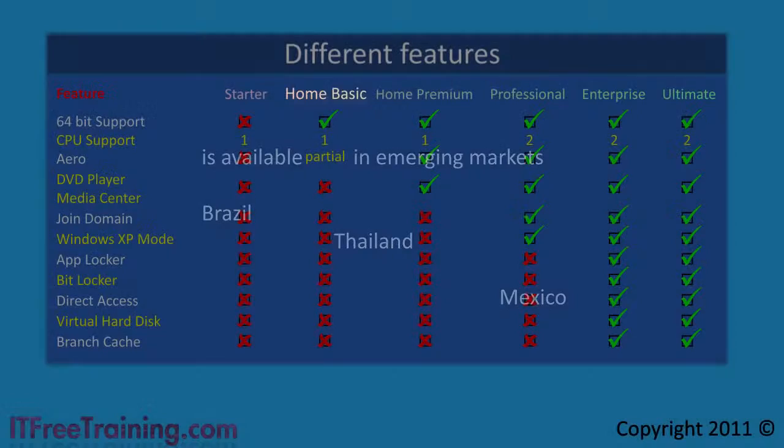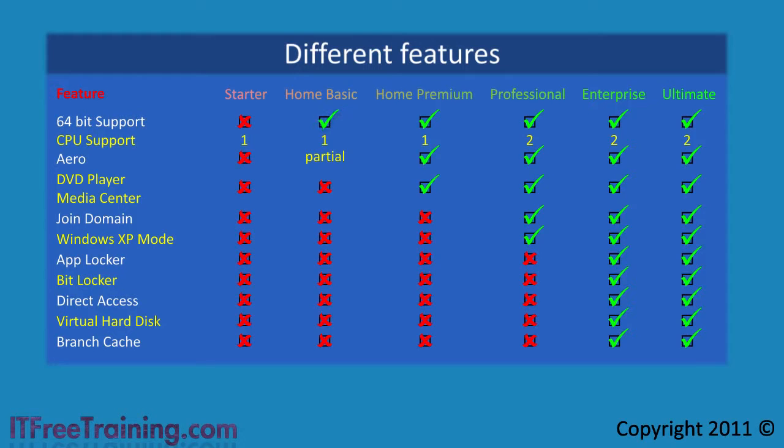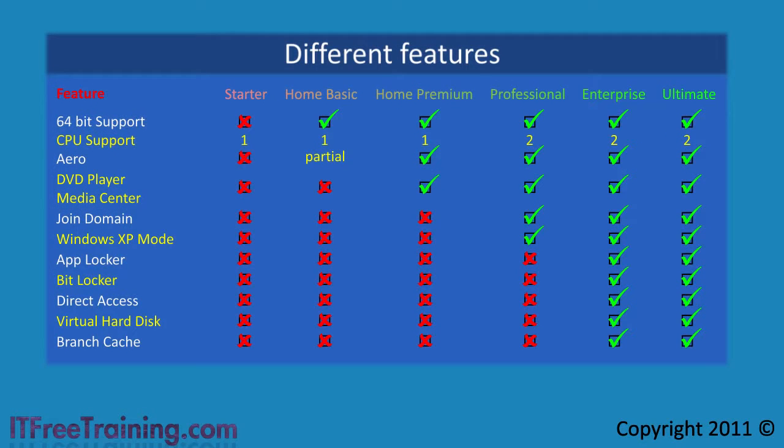The next edition is the Home Basic Edition and is available only in emerging markets such as Brazil, Thailand, and Mexico. 64-bit is supported, but like the Starter Edition, only one CPU is supported with any number of cores. There is some support for the Aero interface, but certain features of the Aero interface have been removed. The next edition is the Home Premium Edition and is aimed at the home user market. This edition supports more features a home user would want, such as DVD playback and the Media Center. Also, the Aero interface is included in this edition.